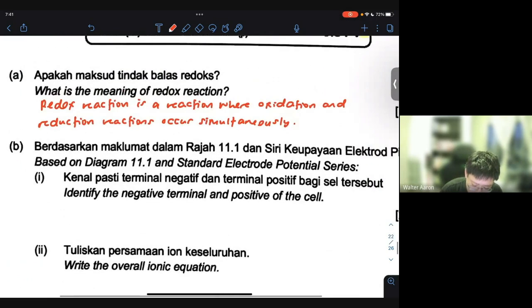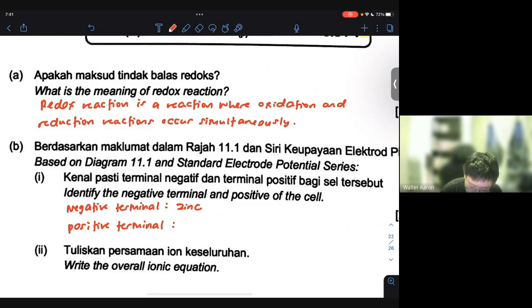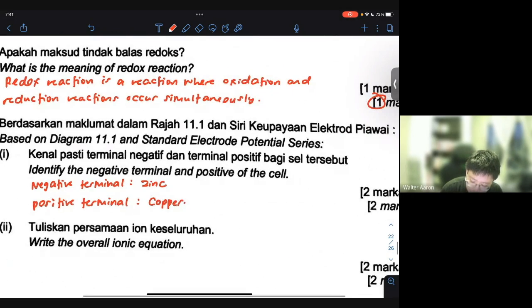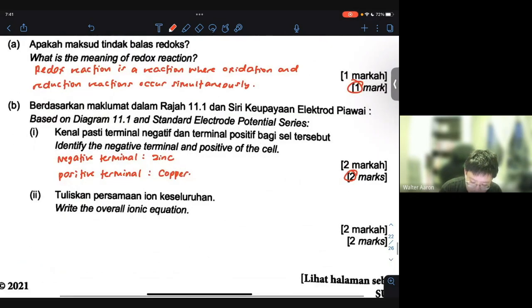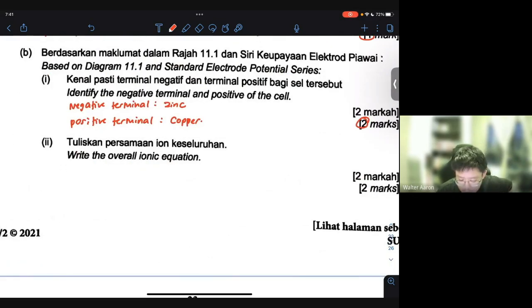So you can put over here negative terminal is supposed to be zinc, and the positive terminal is supposed to be copper. So if you write all correctly, you should be able to get 2 marks in total. And then for next one, write the overall ionic equation.